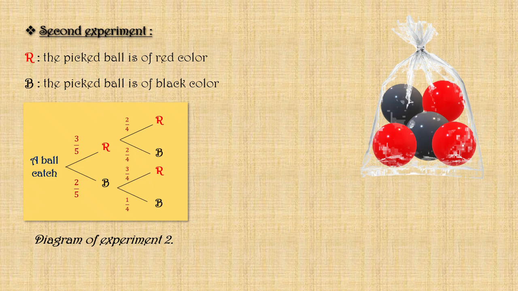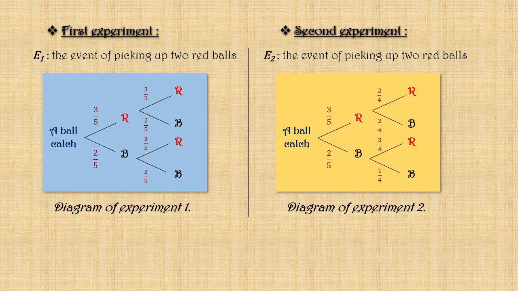Now let's calculate the probability to get 2 red balls in each experiment. So, if we note as E1, the event according to which the 2 picked balls in our first experiment are of red color, and E2, the event according to which the 2 picked balls in our second experiment are of red color, then according to the tree diagram of the first experiment, there is only one path that matches the event E1, which is to get the 2 successive events R. Hence the probability to get the event E1 equals 3/5 times 3/5, which equals 9/25.